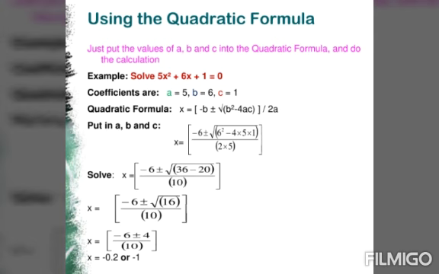Let's see an example. Solve 5x squared plus 6x plus 1 is equal to 0. Here a is equal to 5, b is equal to 6, and c is equal to 1. The discriminant is 36 minus 20 is equal to 16. So the solution is x is equal to minus 6 plus or minus square root of 16 divided by 10. That is x is minus 0.2 or minus 1.